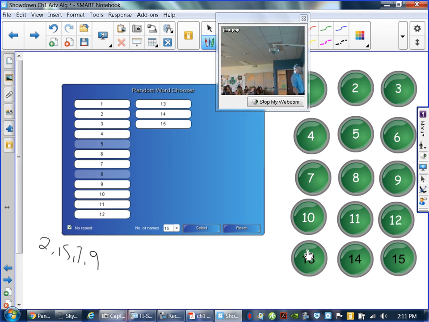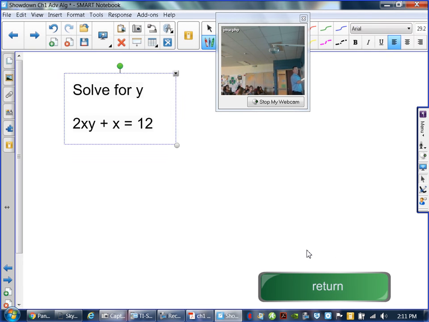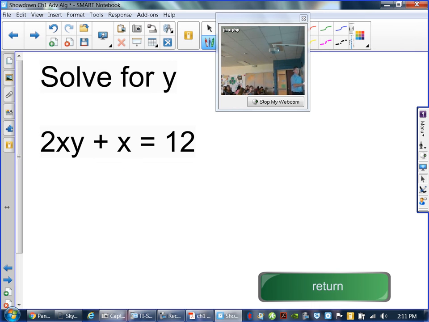What number was this? This was 4, right? 0, then you solve it. 8? 8, that makes sense. Solve for y. Get y by itself.